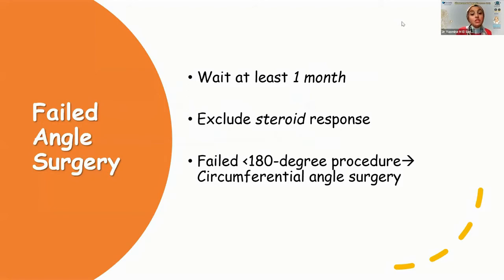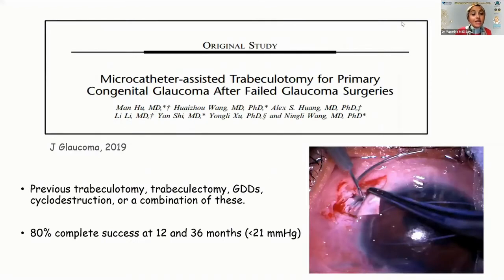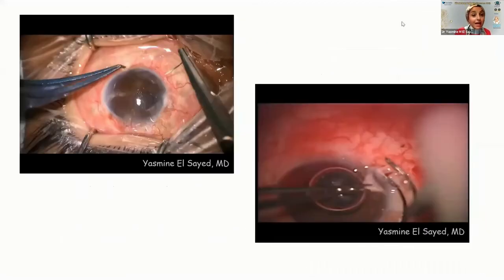If the primary procedure was a conventional 180-degree trabeculotomy or goniotomy, then you can go ahead and treat the whole angle with a circumferential angle surgery. There is evidence that suggests that the success rate is quite high, 77% in eyes that have had circumferential trabeculotomy after a previous limited extent angle surgery. And not just that, but also after bleb-based procedures like trabs and tubes, these eyes can go back to having a proper circumferential angle surgery.